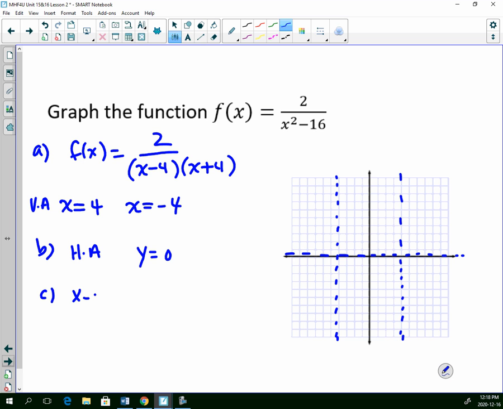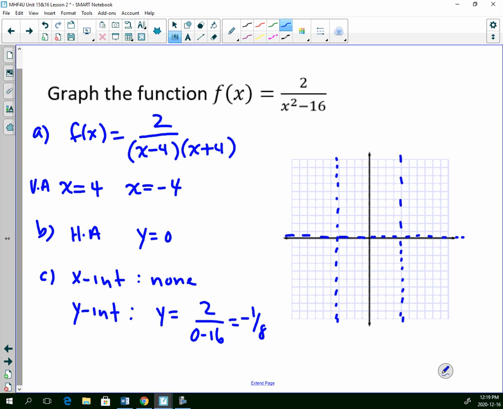Okay, C, x-intercept. There is none because there is no variable in the numerator. So if I let f of x equals 0 and multiply by the denominator, I will get 0 equals 2, which means there's none. The y-intercept, we'll let x equal 0. So we get y equals 2 over 0 minus 16. So that gives me a y-intercept of -1 over 8. So I do have a y-intercept, but no x-intercept. So my y-intercept's about here.